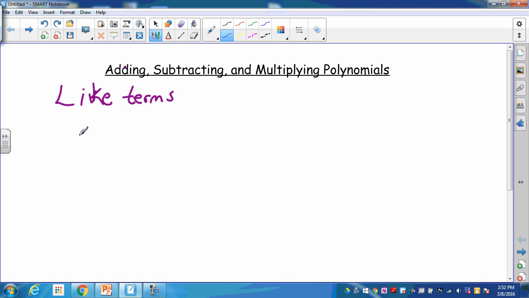Like terms have the same variable with the same exponent, or both terms don't have variables at all. So for example, if I have the number 3 plus 5, 3 is a term and 5 is a term. Those are two separate terms because they're separated by a plus or minus sign. Notice that neither the 3 nor the 5 has a variable, which means these are both like terms, and you can add them together. 5 plus 3 is 8.